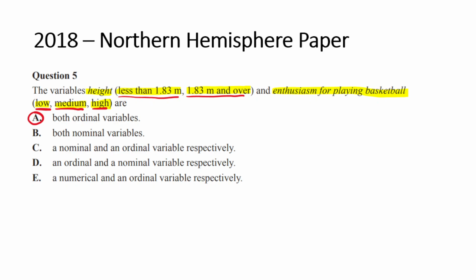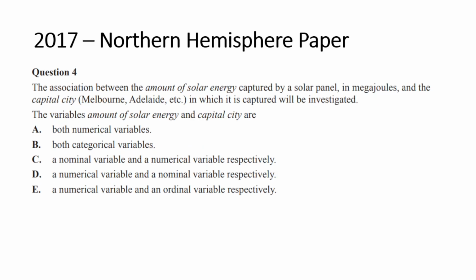Okay, let's have a look at another one, again from the Northern Hemisphere paper. The association between the amount of solar energy captured by a solar panel in megajoules and the capital city, Melbourne, Adelaide, etc., in which it is captured, will be investigated. The variables amount of solar energy and capital city are. Well, amount of solar energy is a measured value. It is given to us in megajoules. So that is very clearly a numerical variable.